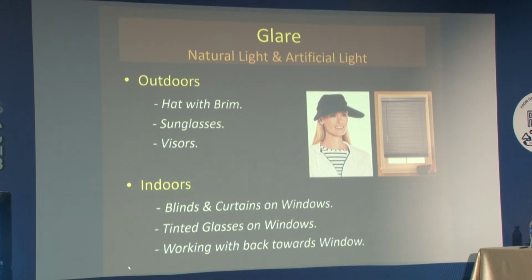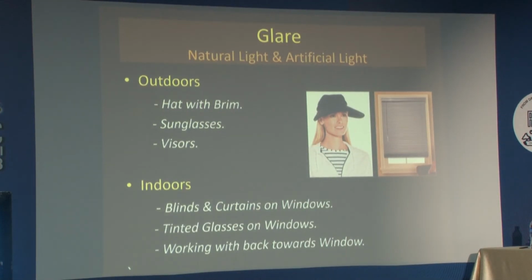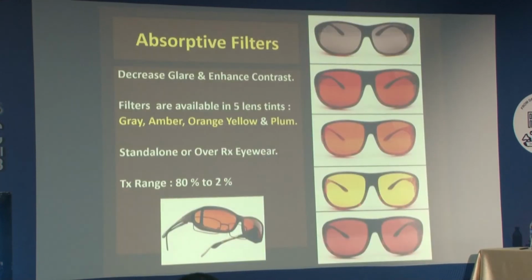Right, so glare, whether it's from natural light or from artificial light, can be treated. Indoors or outdoors, a patient can wear a hat with a brim or use sunglasses or visors, and indoors, one can use blinds and curtains on windows or tinted glass on windows, or work with their back towards the window. So these are very simple solutions to avoid glare in low vision patients, but you have to teach them. Most people don't know about this or don't realize that this can be done. So you have to tell them about it.